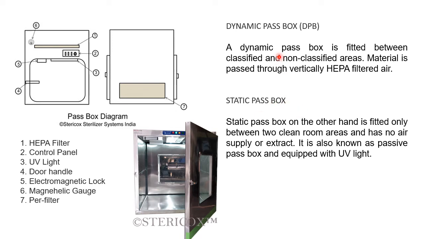Then the types. The DPB, that is the dynamic pass box, is fitted between a classified and a non-classified area. As I told you, the classified area is one where the environment is highly controlled, and the non-classified area is where the environment is not controlled. In such two rooms, when material has to be passed, a dynamic pass box is used, and the material is passed through vertically HEPA filtered air. The static pass box, on the other hand, is fitted only between two clean room areas and has no air supply or extract, as it is installed between two clean rooms, so there is no air supply, extract or any kind of HEPA filter. It is also known as a passive pass box, and it is equipped with UV light. So these are the types of pass box.